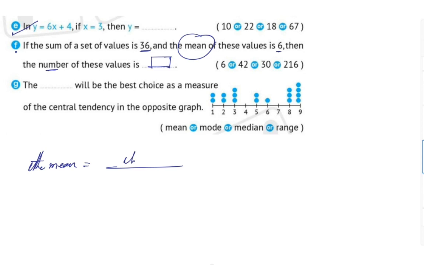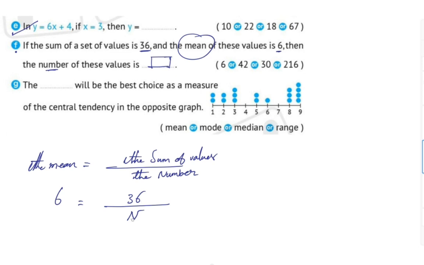The rule of the mean says that the mean equals the sum of values divided by the number of them. Now he said that the mean is 6, so 6 equals the sum. He said the sum of these values is 36, and he needs us to find the number of these values, so the number of these values is unknown. Now I have an equation with just one variable and I want to find the value of this variable.